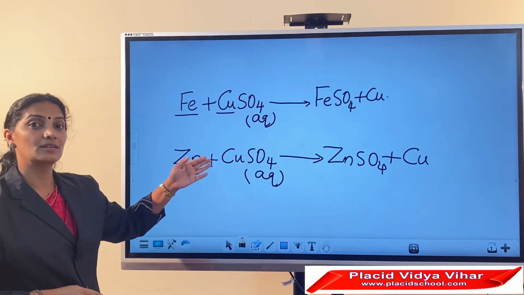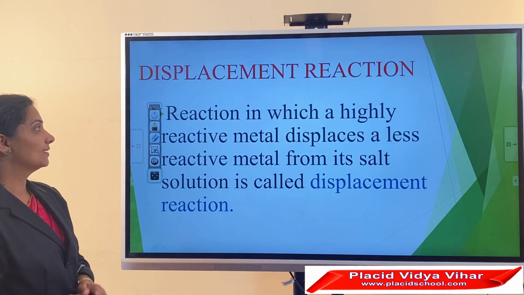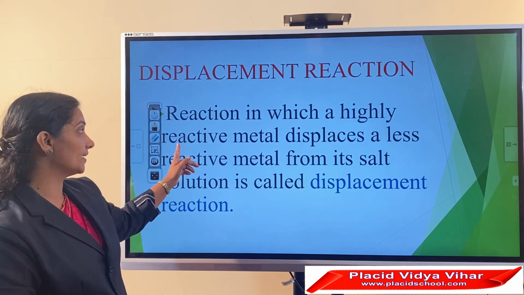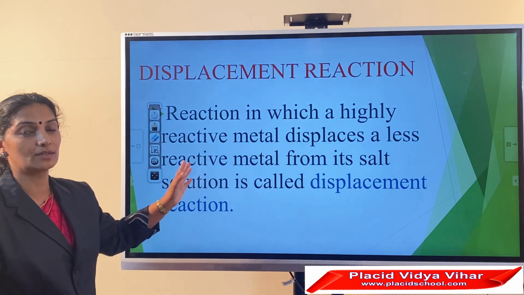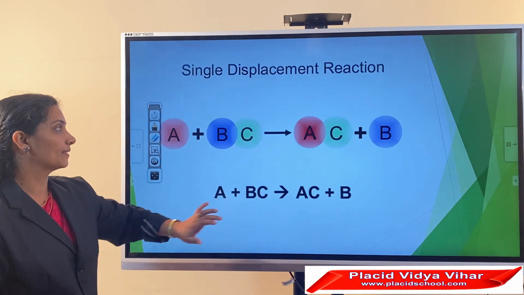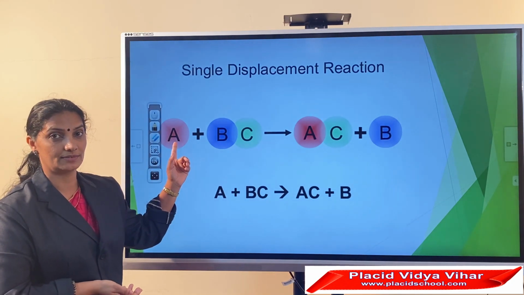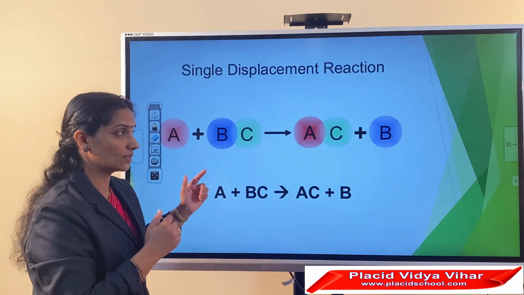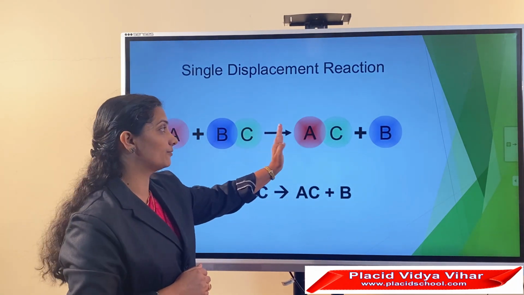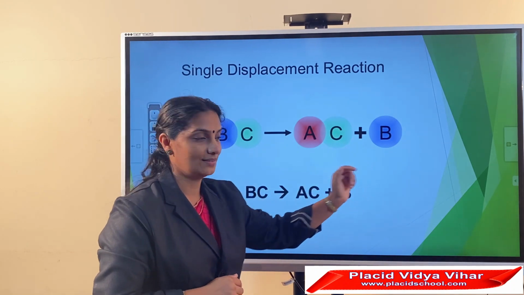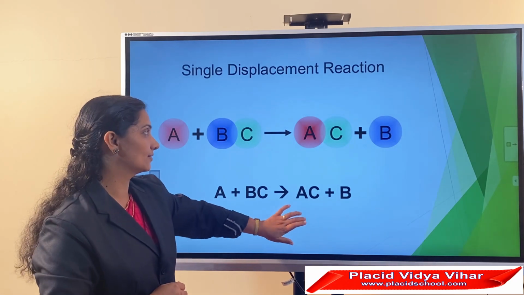So, these are called displacement reactions. See the definition of displacement reaction? A reaction in which a highly reactive metal displaces a less reactive metal from its salt solution. This is the general form. If A is highly reactive, when it reacts with a salt solution of BC, it displaces B and forms AC and B. The reaction is A plus BC gives AC plus B.